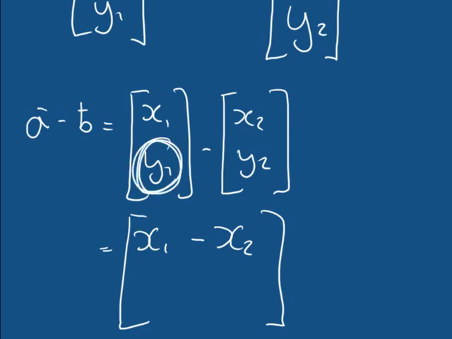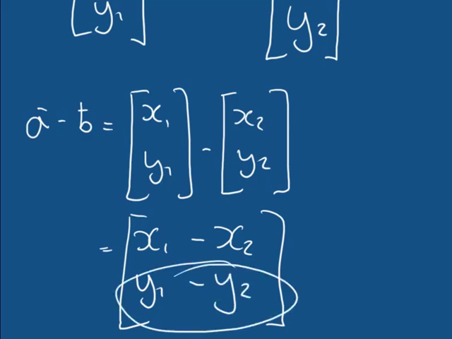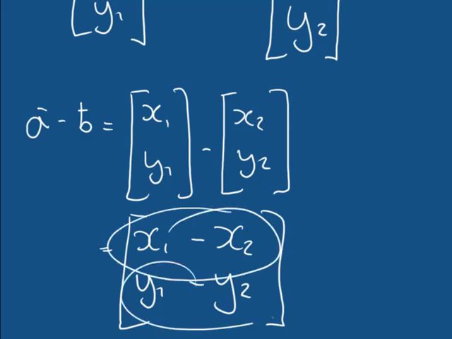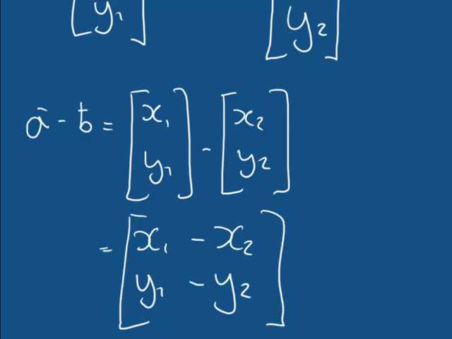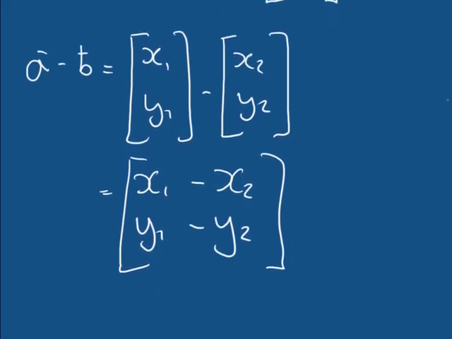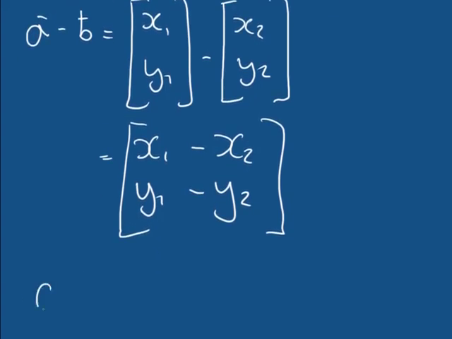Likewise, the second component of our first vector minus the second component of our second vector is going to give us the second component of our result. So y1 minus y2 gives us the second component of the result. And because this directly correlates to scalar subtraction, just simple numerical subtraction, which we know is not commutative, the same is true with vector subtraction. A minus B is not equal to B minus A.